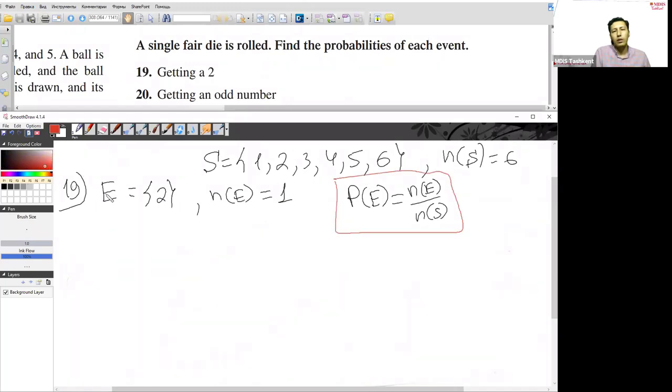This is the formula. So we just divide. nE is 1, nS is 6. So if it's about 1 fair die, then the denominator will always be 6. So on the calculator, 1 divided by 6 is approximately 0.17. Okay, there is a 17% chance to get 2.